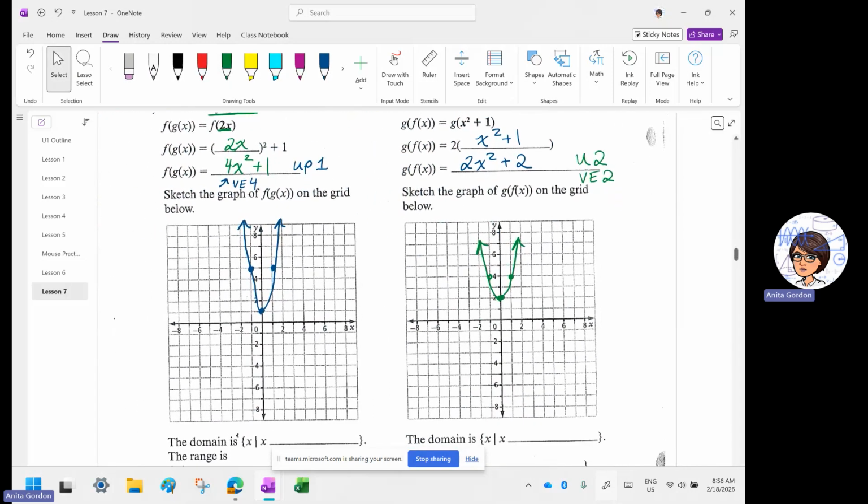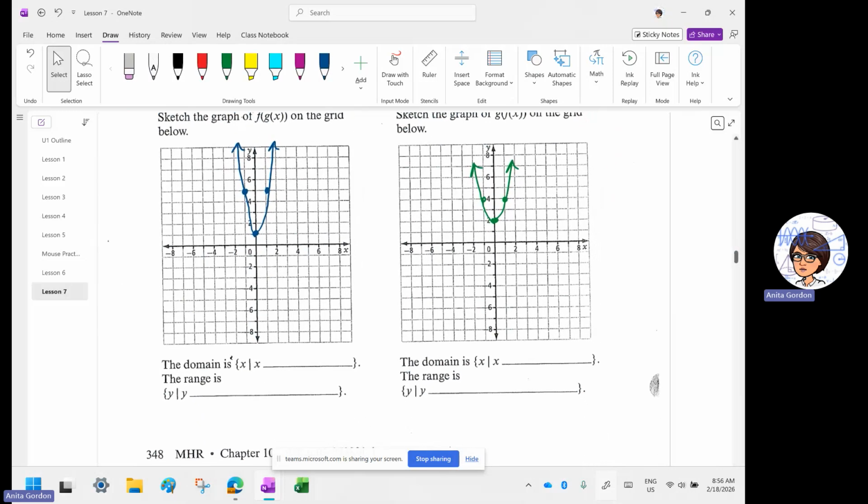Again, we do have parabolas. They both have been shifted up. They both have a vertical expansion, but they are not the same shape. They're not the same location. So it is important that we understand the difference.